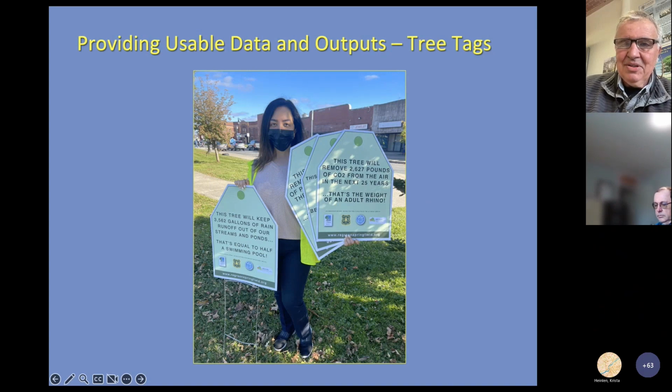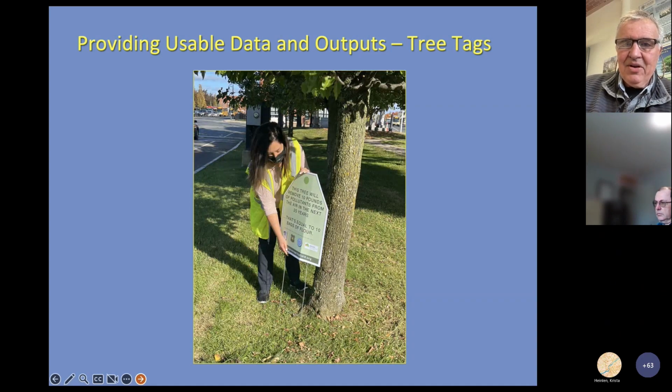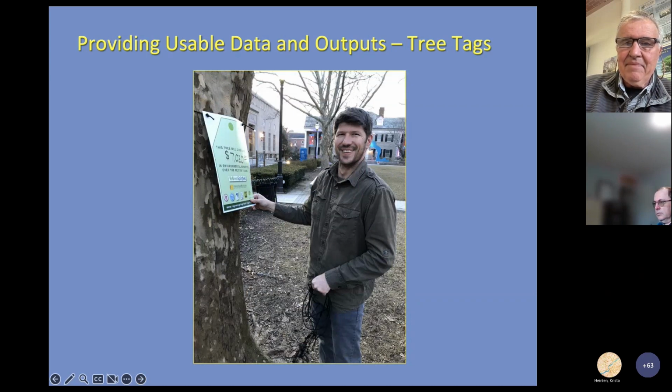Here's one of my medical students that's working, and they try to convert these things into things that are understandable. The weight of an adult rhino. So there you go. That's how medical students think. But the idea is to have these tree tags and get them out into the public, go out and hang them. This is one of our city foresters that's setting up here for Earth Day Festival a couple weeks ago, and putting out the tag here of the value of trees that were at the site where this was held.